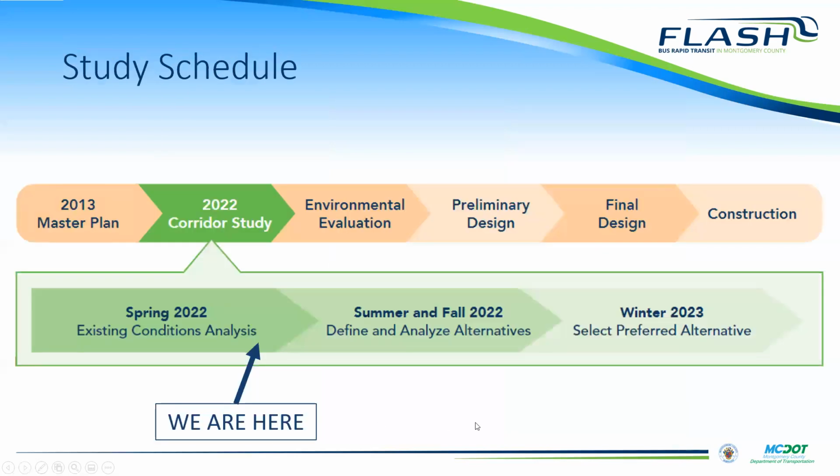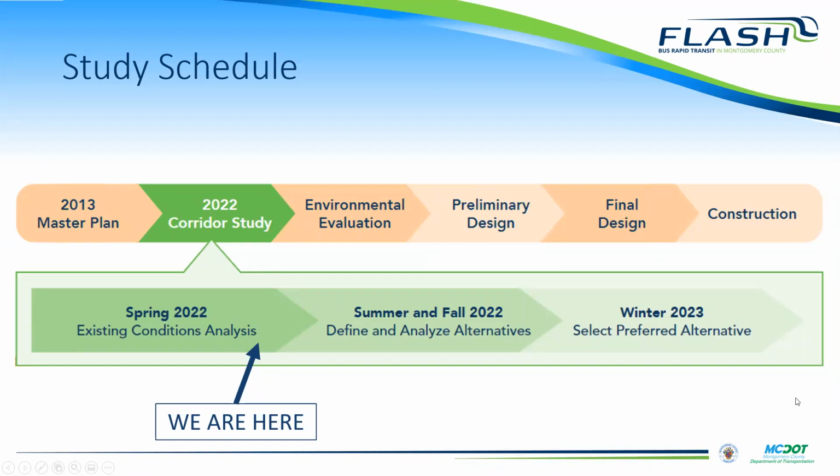So moving next into schedule, the corridor study is one of the first steps in a multi-step process to implement BRT. And so you can see along that top line the broad process. On the far left, the 2013 master plan I mentioned earlier. And then the next step is the study, which is where we are with New Hampshire Avenue. But you can also see that there are many other steps to come after this effort. Environmental evaluation, preliminary design, where Veirs Mill and 355 are today, then final design, and then construction, and ultimately operations.